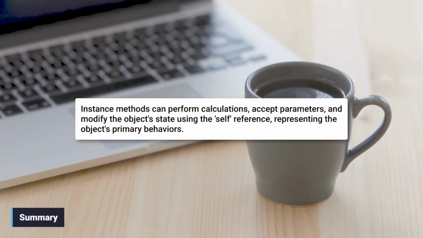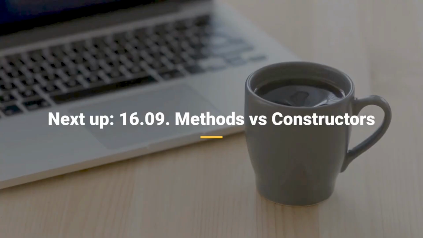To summarize, instance methods are essential for building functional objects. We have now learned constructors and instance methods. Constructors build and initialize an object, while methods define its capabilities. Understanding the distinction is vital for writing clean OOP code.